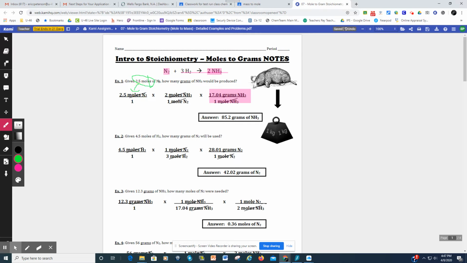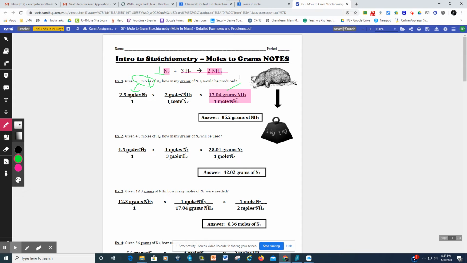Once we see moles, we're thinking of the big numbers, the coefficients. Again, there's a 1 sitting here. So you say moles of nitrogen into moles of NH3. If we stop there, we're in moles of NH3. We don't want to end in moles of NH3. We want grams. So then we go from moles of NH3, and we know 1 mole is 17.04.